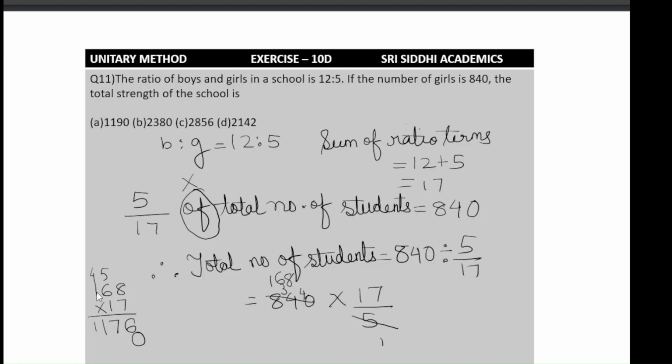Now 168, here there is 1. 168 multiplied with 1 will give us again 168. So we add all this up. 6. 7 plus 8 is 15. 1 gets carried over. 6 plus 2, it will be 8, and 1 plus 1 is 2. So the answer, the total number of students in the school, boys plus girls, is 2856. So let's see which option is the answer. C option. So answer for question number 11 is option C.